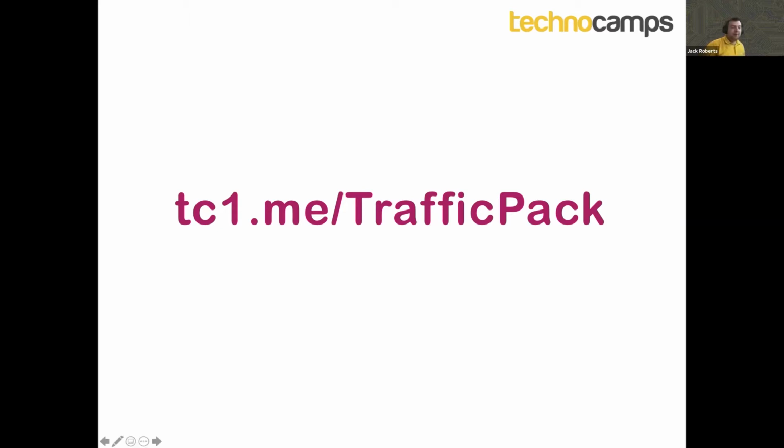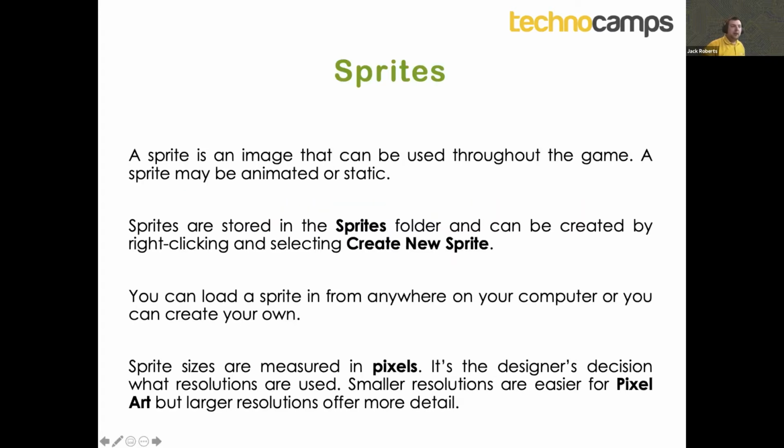Okay, let's talk about the first part of GameMaker, and that is the sprites. So a sprite is an image that can be used throughout the game, any kind of image. A sprite can be animated, or it could just be still. They are stored in the sprites folder over in the asset browser, and you can create one by right-clicking on the sprites folder and clicking create. You have the option to load a sprite in from anywhere on your computer, or you can create your own.